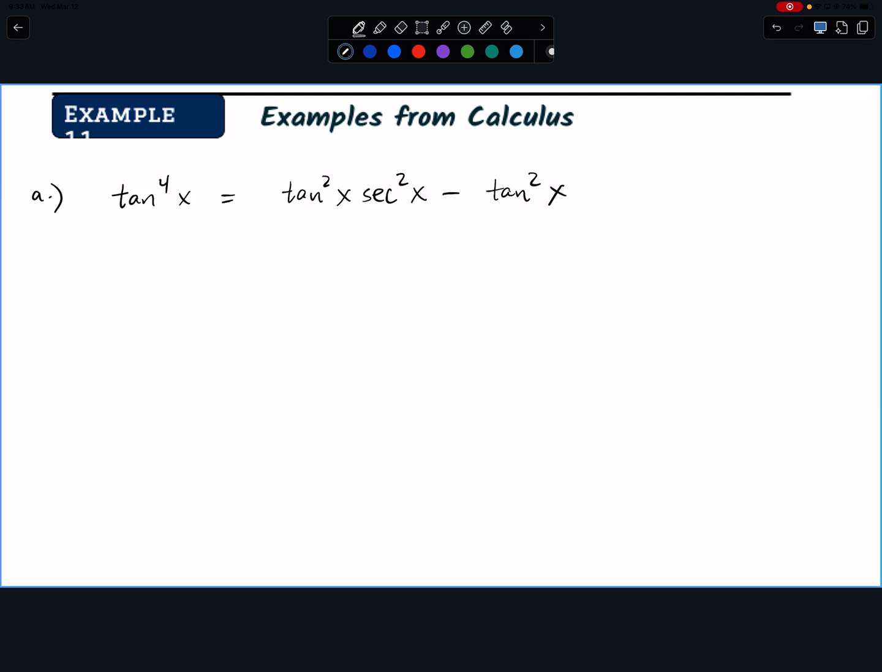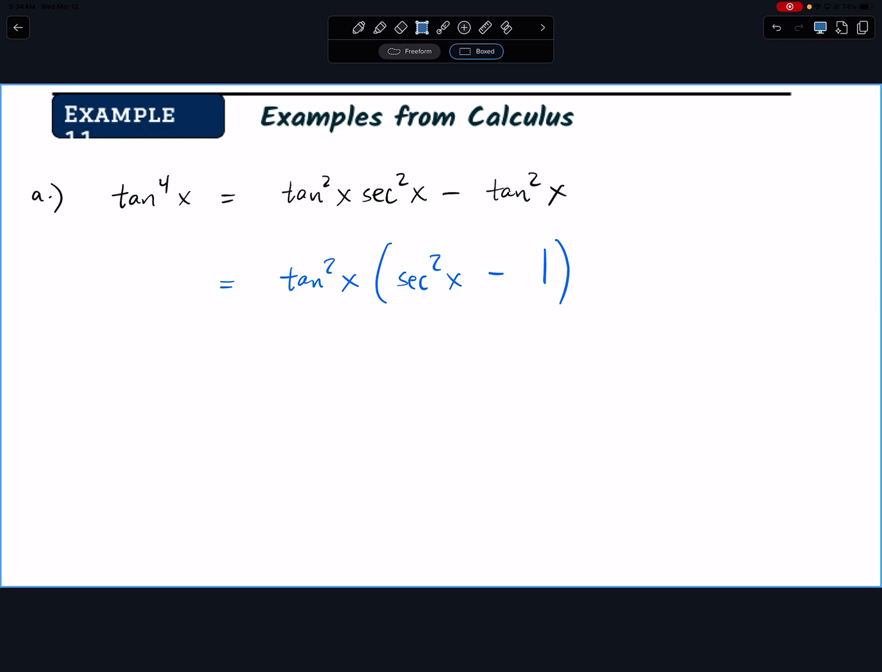So what can I do with that? What can I do with that? Factor it, right? So where does it go? Outside. If I take out a tangent squared out of this, I'm left with secant squared x minus 1. Okay. I want to end up with this, right? So don't we have an identity that ties these together?